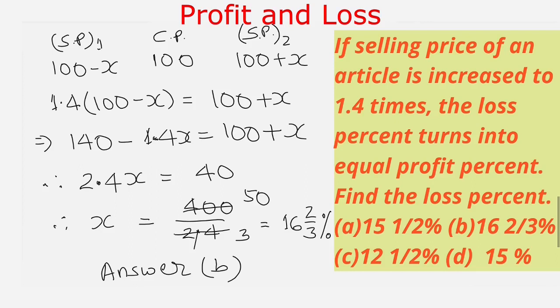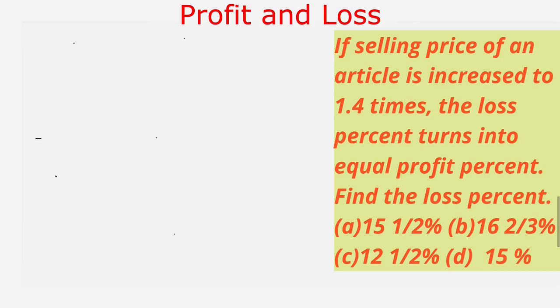Now we solve it by another method, which is the shortcut method. The selling price becomes 1.4 times the earlier selling price. Now you just see how I solve it. 1.4 can be written as 14 over 10. If the earlier selling price was 10, then 1.4 times of 10 is 14, so we can say that the earlier selling price was 10 and the new selling price is 14.